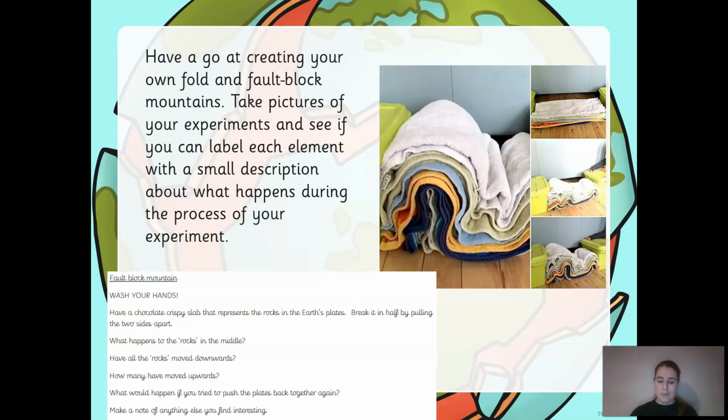We will have a recap of this in our next lesson where we move on to looking at our plateau mountains and our volcanic mountains. We're going to move on and have a look at the last three. Okay, so go off and have a go at that. Make sure you take some pictures of your experiments for me to have a nosy at, and just have a go and see what happens with your experiment.